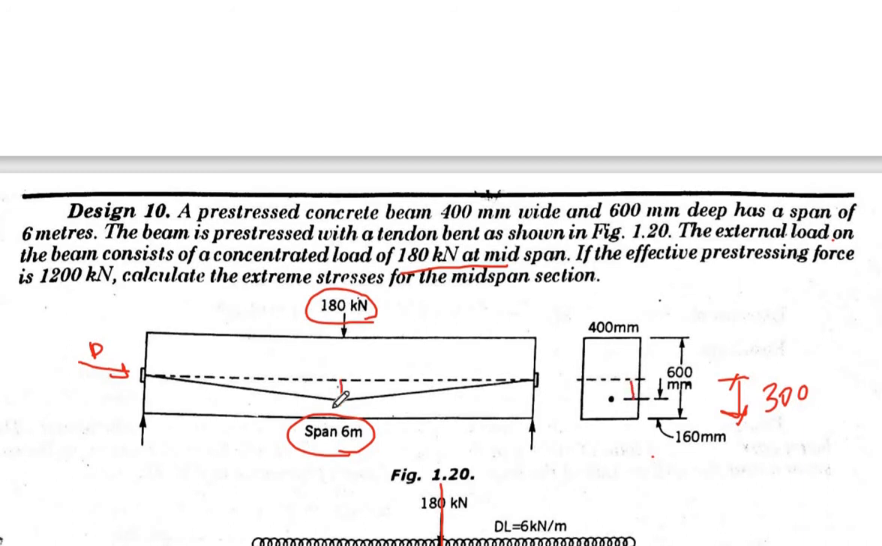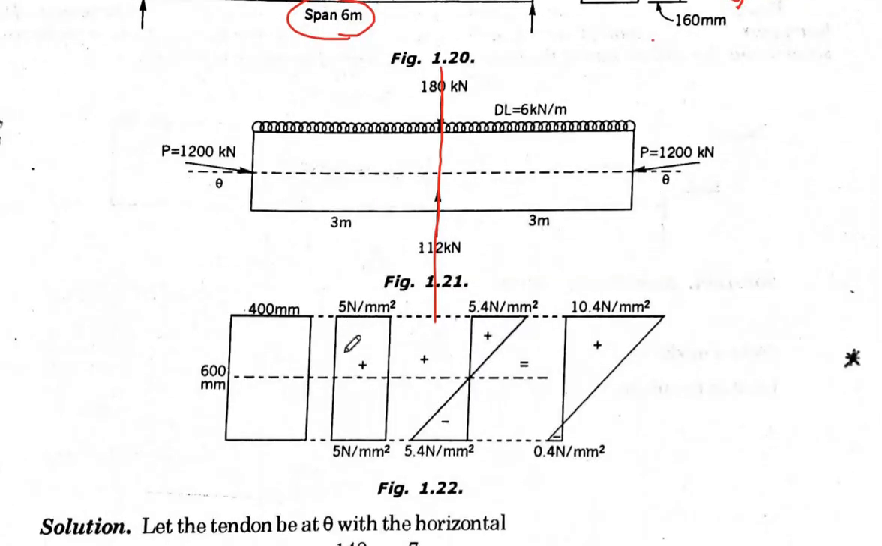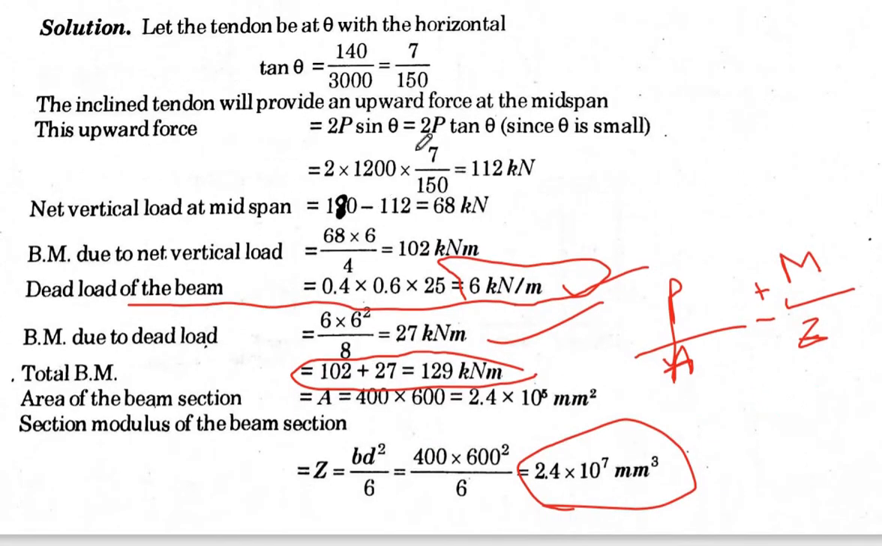So we have this tan theta: this is your 140, and this base is your 6000 mm. That means half of this was 3000. So we can get our tan theta here. Once we know the tan theta, we can find out our 2P tan theta value, which is 112 kilonewton.